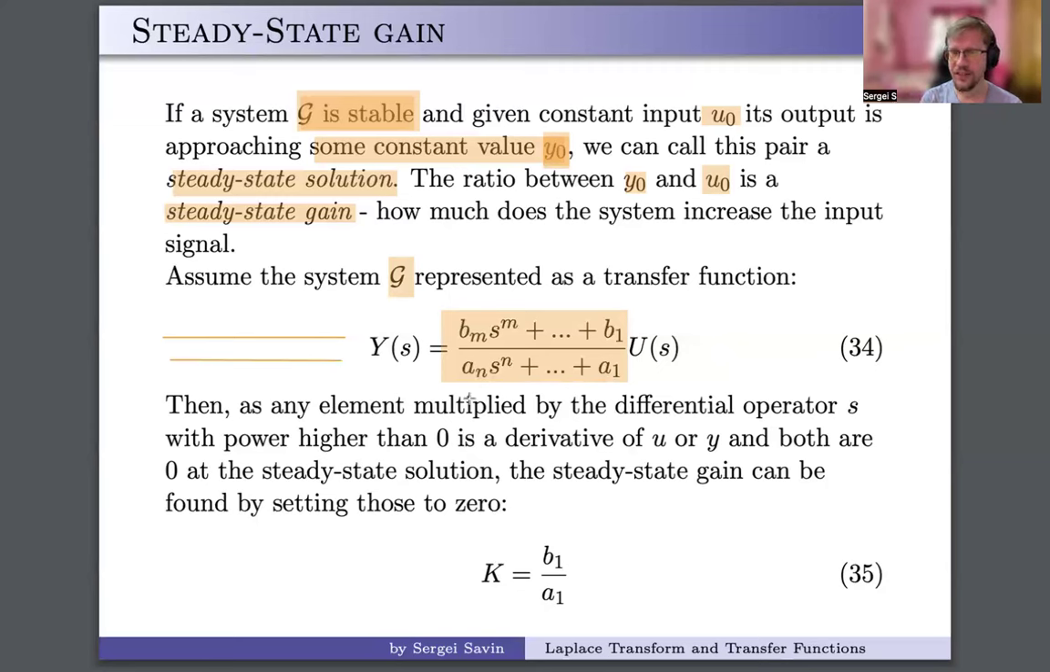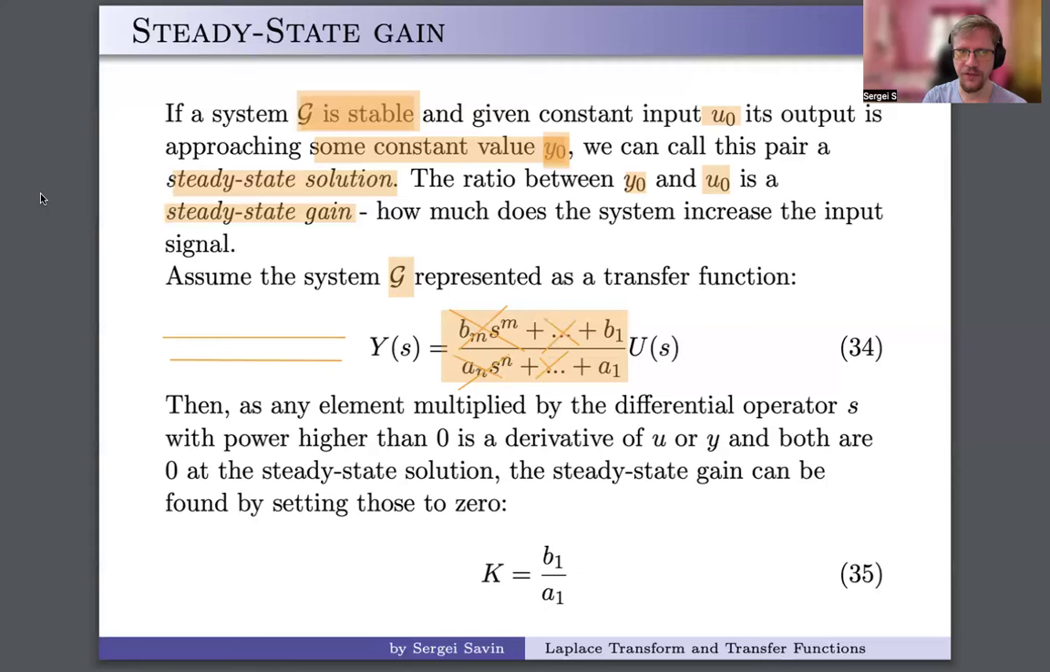Well, if you think of s as a differential operator, which you can, if you multiply by the denominator on both sides, it will just essentially become derivatives. Then every part which contains s multiplying u or y becomes zero, because the derivative of a constant is zero. Anything else here will become zero. The only things that would not become zero are b_1 and a_1, because they represent just constant multiplications.